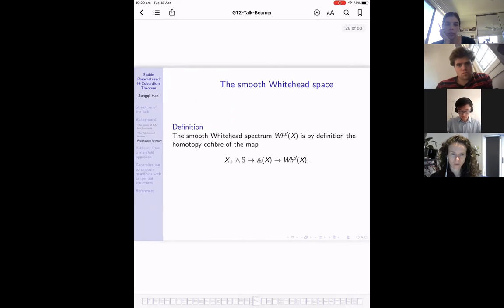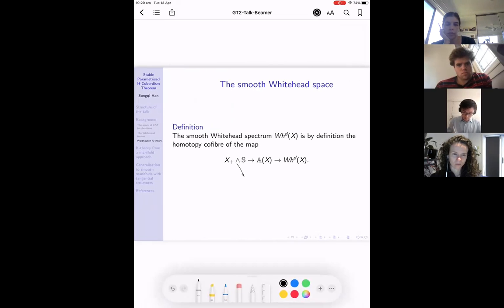So by definition, the smooth Whitehead spectrum is the homotopy cofiber of this map, where this map is the composition of the following two maps, where the second one is the assembly map as before, and the first one is induced by the unit map from the sphere spectrum to A of a point.